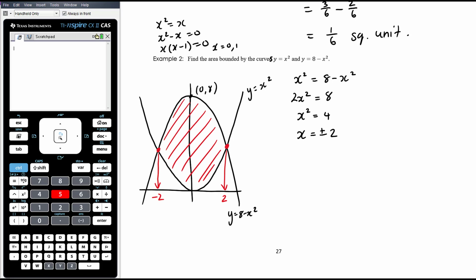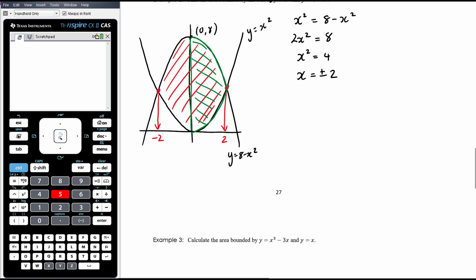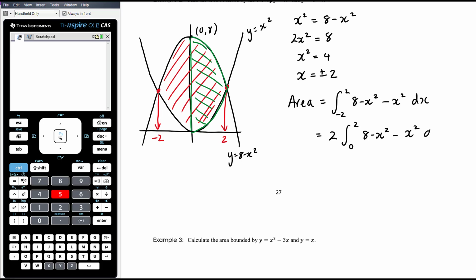Now the other thing I'm probably going to note here is that I've got some symmetry happening here. So I could instead just find this green area and double it. Alright, so we can either say that our area is going to be the integral from negative 2 to 2 of the top curve, which is 8 minus x squared, take away the bottom curve, which is x squared. Or we could do 2 times the integral from 0 to 2 of the top curve, which is 8 minus x squared, minus the bottom curve, which is x squared.